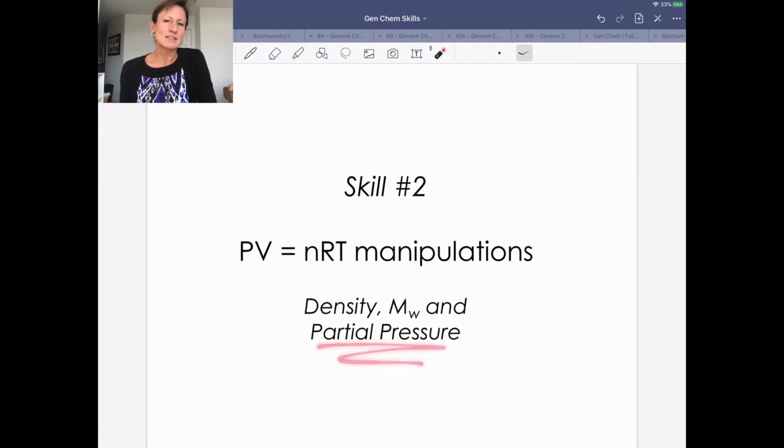We're also going to talk about this concept of partial pressure, which has to do with the fact that if we have a mixture of gases, each gas is going to contribute a portion or a partial amount of the total pressure that we see in that sample.